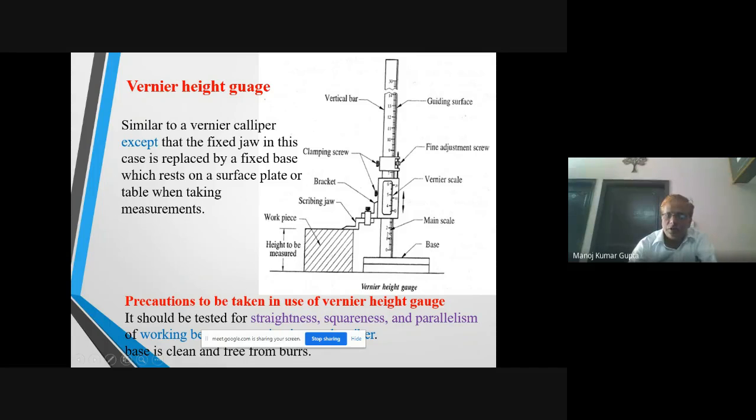This is the construction. You might have seen the vernier height gauge in your workshop. With the help of that, we can measure the height of the object. Depth is measured with the help of a vernier depth gauge, but the height is measured with the help of a height gauge. There is a difference between the depth gauge and the height gauge. So this is a square cube, and this height of this workpiece is to be measured.